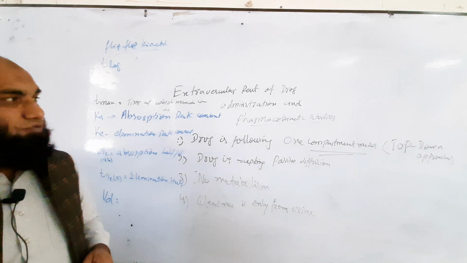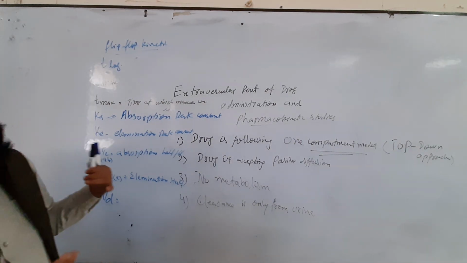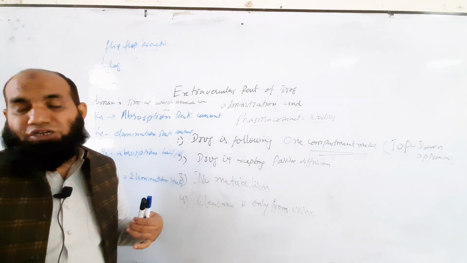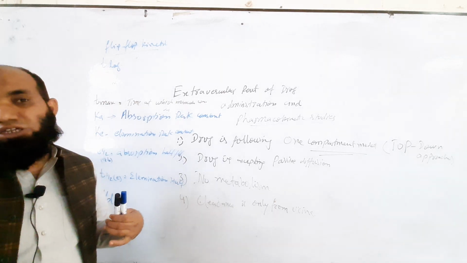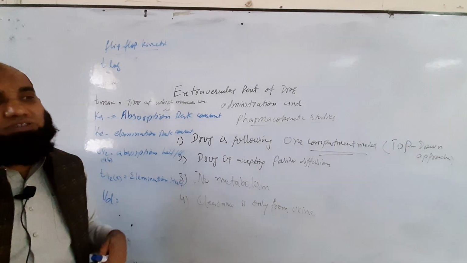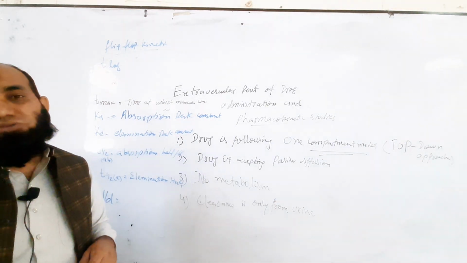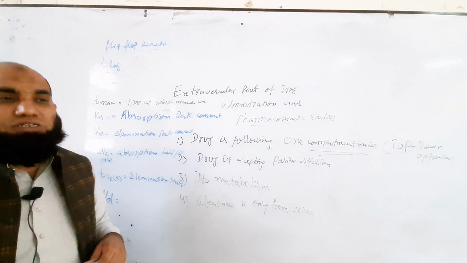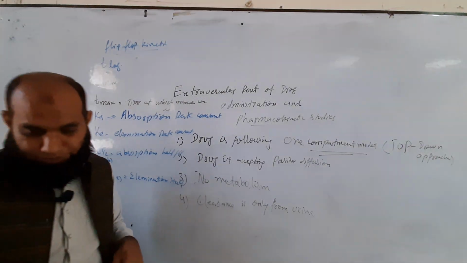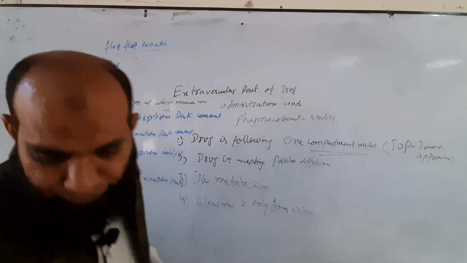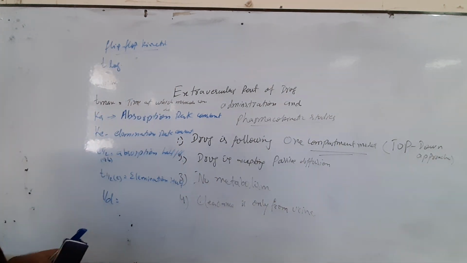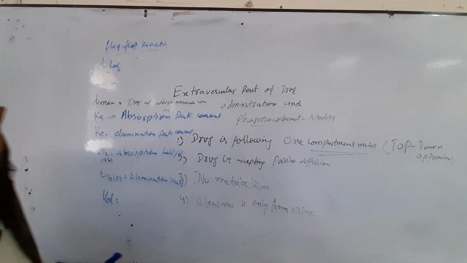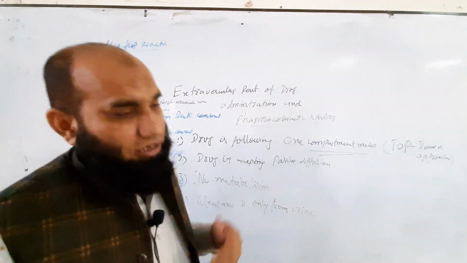So we will first learn how to calculate the pharmacokinetic profile of those drugs which are giving only a single dose, single tablets. Then in another chapter we will discuss the multiple dose concept. Okay, let's start with the absorption rate constant first.